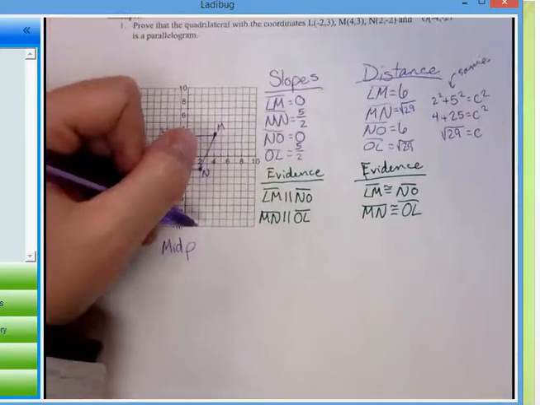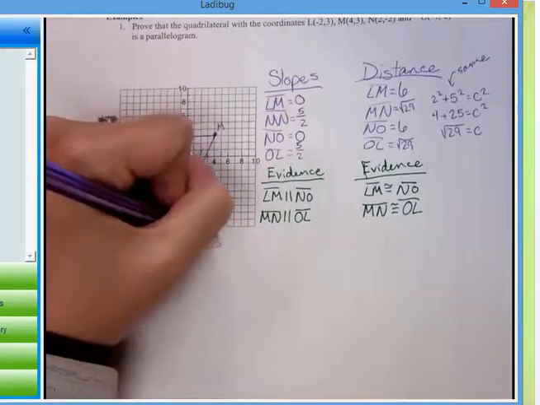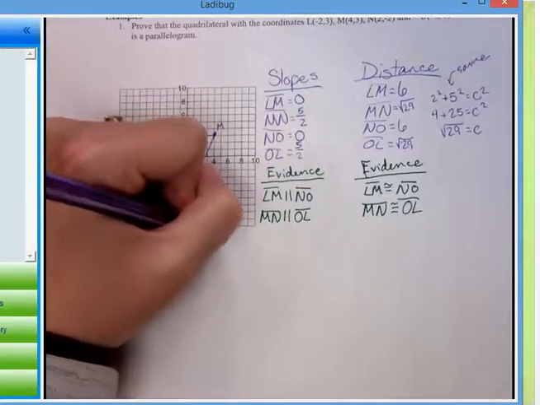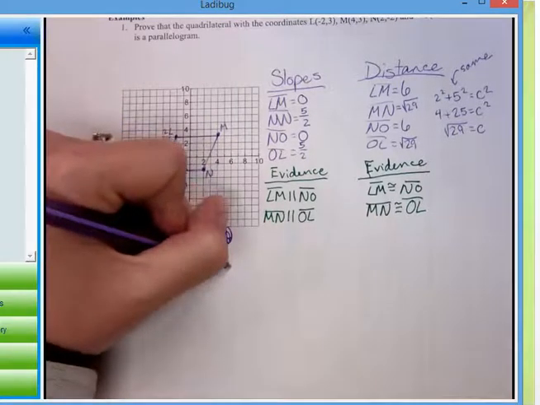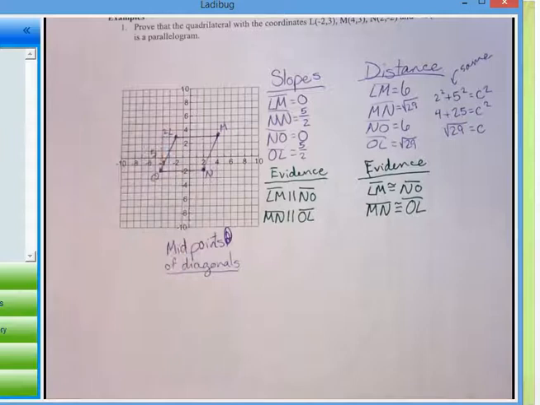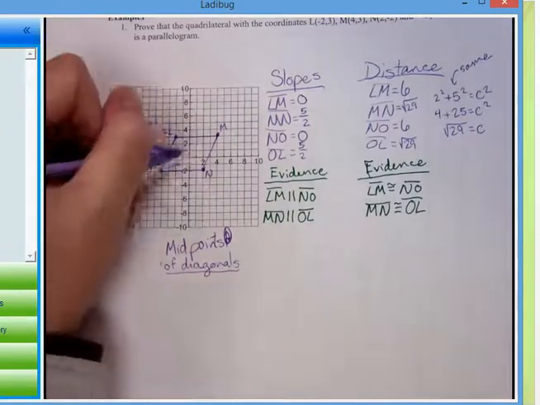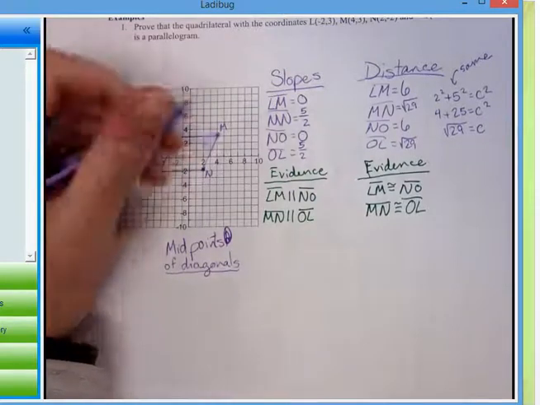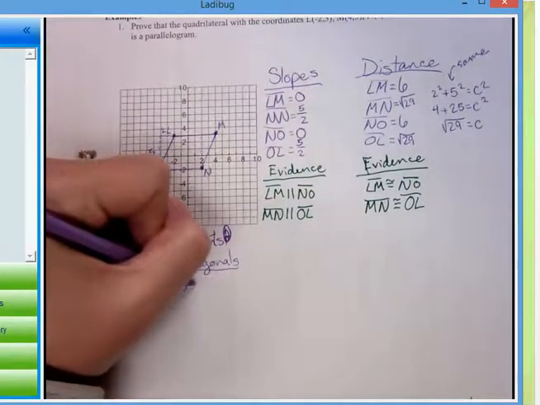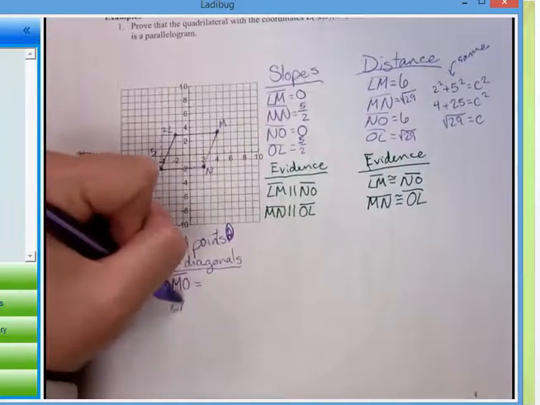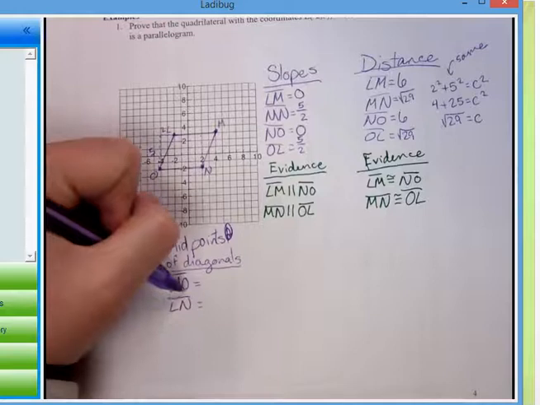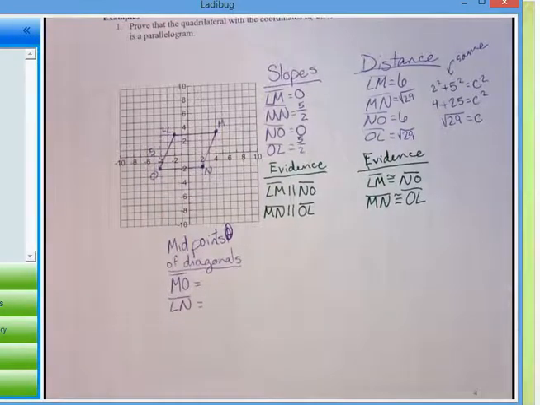Let's scoot this up. The midpoints of the diagonals. Cool. So, first of all, what are the diagonals? Well, the diagonals go across the shape. So from M to O, from L to N. Remember, it does not matter which letter comes first. You can put ON, you can put NL. Doesn't matter.